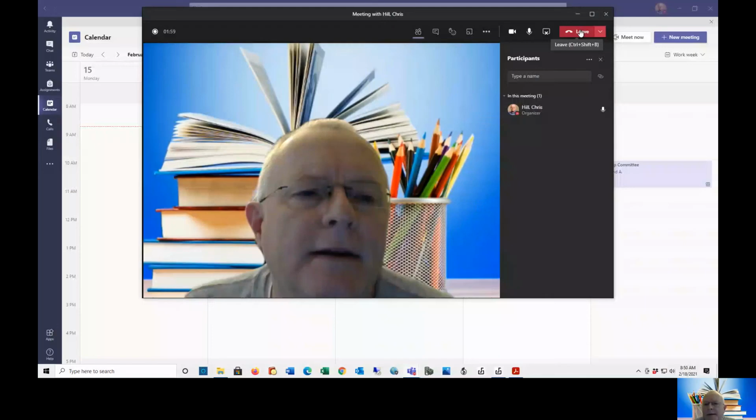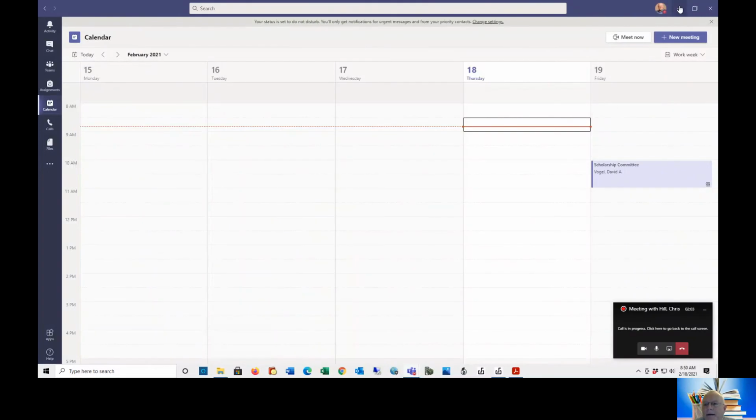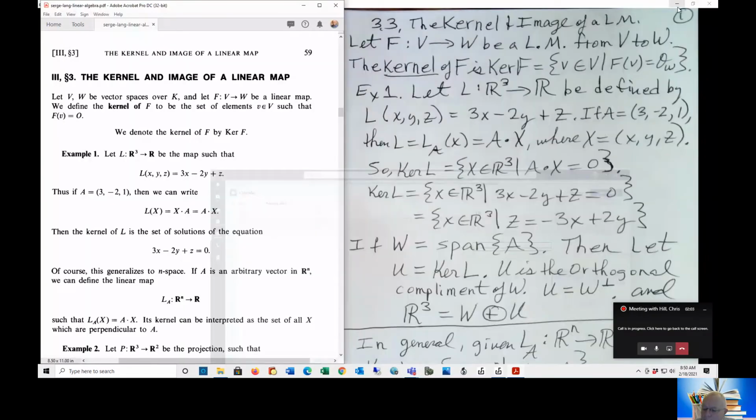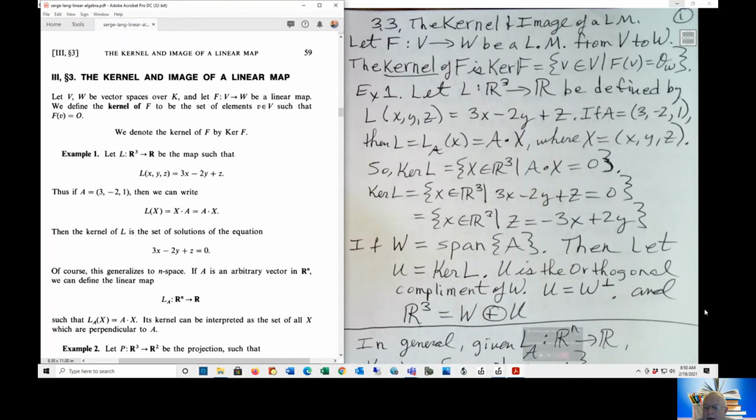Linear Algebra, Chapter 3, Section 3. Today's topic is the kernel and image of a linear mapping.